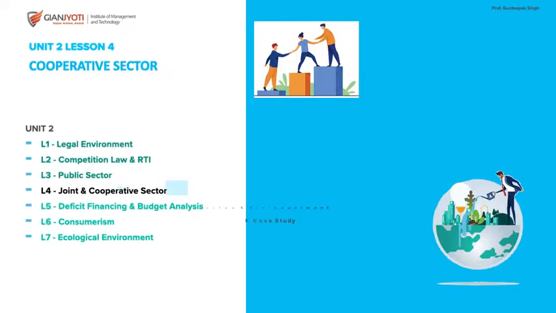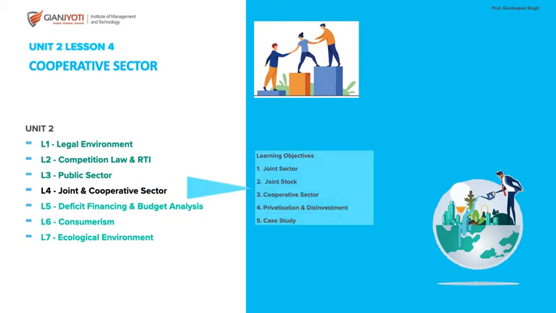So the learning outcomes for this lesson would be we'll talk about the joint sector and connected with that we'll talk about the joint stock. We'll also talk about cooperative sector, privatization and disinvestment, and then we'll take up a case study.